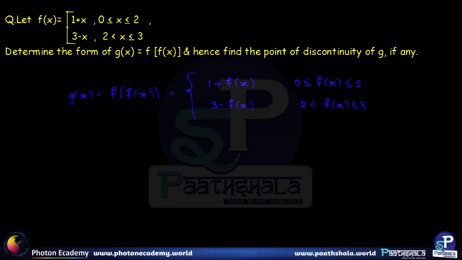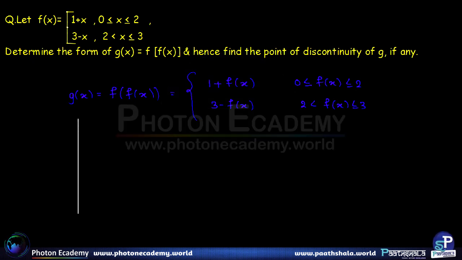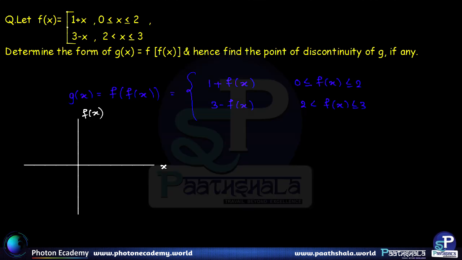Okay. So to solve such problems, the general way is just draw a graph, and from there you can see how the graph behaves at various points. So it's a graph of x and f of x. According to the definition of f of x, when x is between 0 to 2, for x equal to 0, f of x is 1, and for x equal to 2, it is 3. So it's like this.